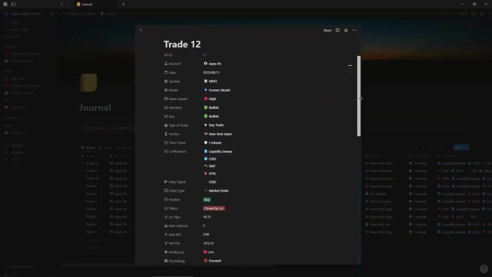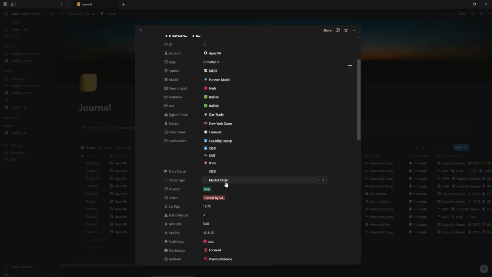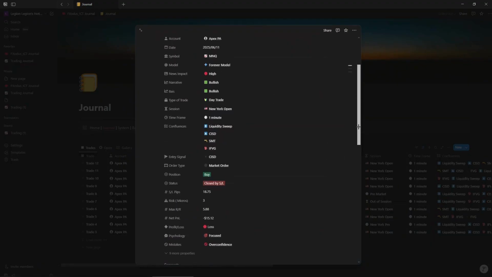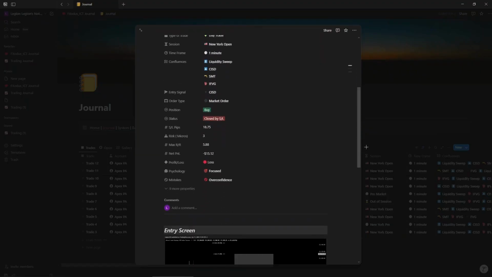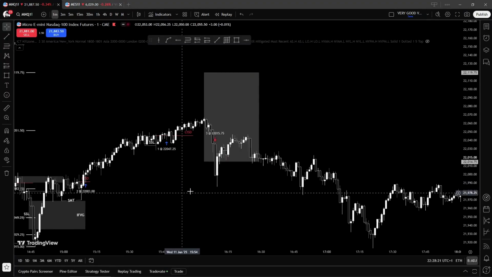Yeah, pretty good trade. This was all the detail. So yeah, here are the executions as well.